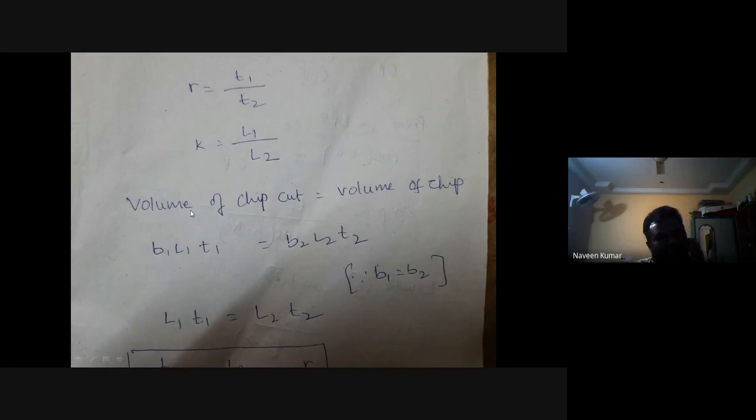So, how should this normally be? The volume before and after cutting should be the same. So we have taken B1 L1 T1 is equal to B2 L2 T2. What is B1? Width of chip. But in metal cutting operation, width is always assumed to be constant, meaning B1 is equal to B2. Therefore, B1 and B2 get cancelled, and it becomes L1 T1 is equal to L2 T2.